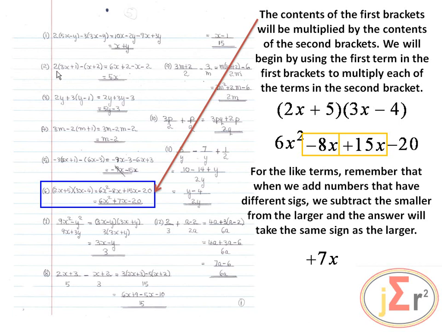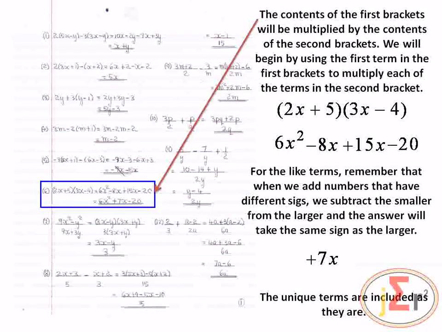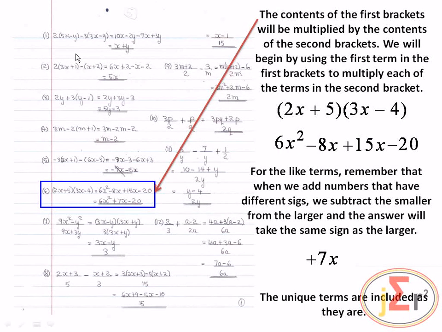So we have a positive 7x right there. And what do we know? The unique terms are included as they are. In this particular case, we have 2 unique terms, and we will throw them in without any changes.